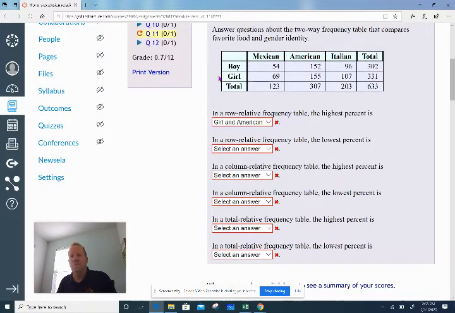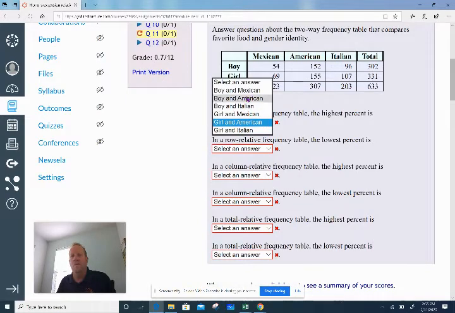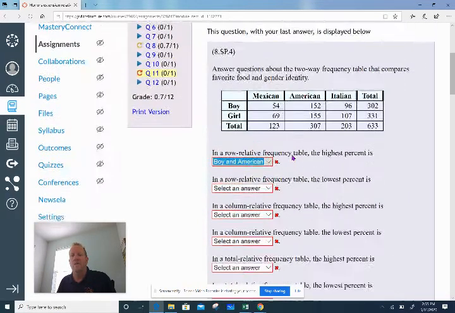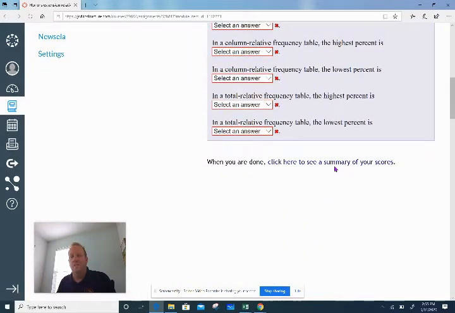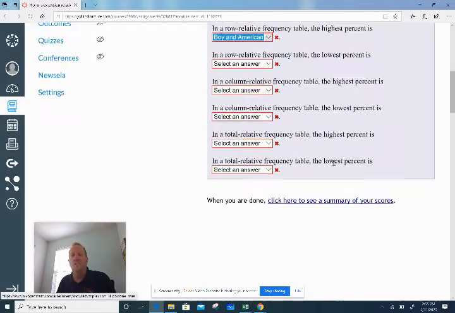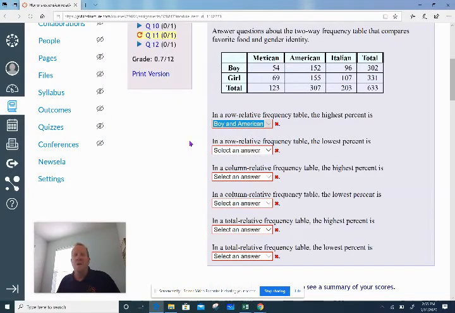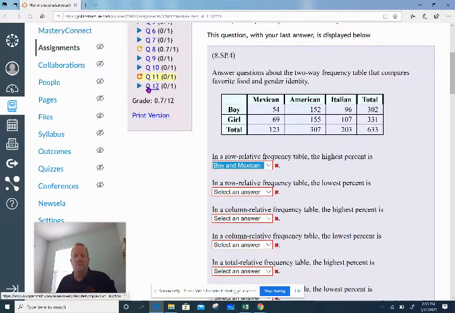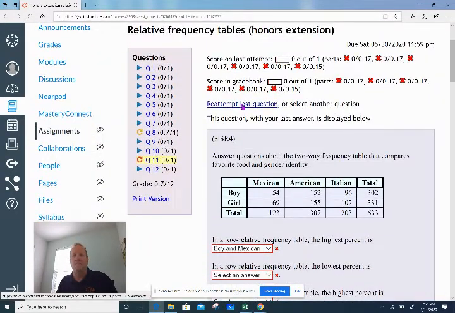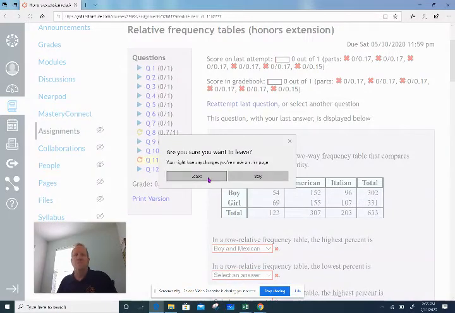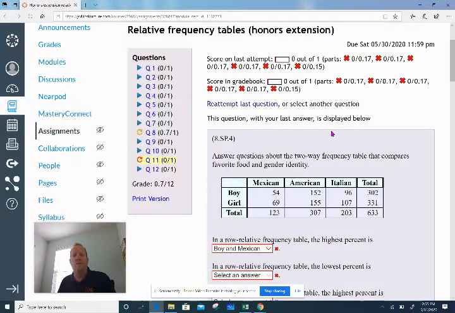Row relative frequency, yeah, the highest percentage is girl. Oh, duh. It was boy and American. Boy and American. I don't know why I wrote that because I even told myself the right number. So it's just a matter of figuring out the relevant. I'll do another one because that was kind of silly that I made that mistake, just punched in the wrong one. So here we go.